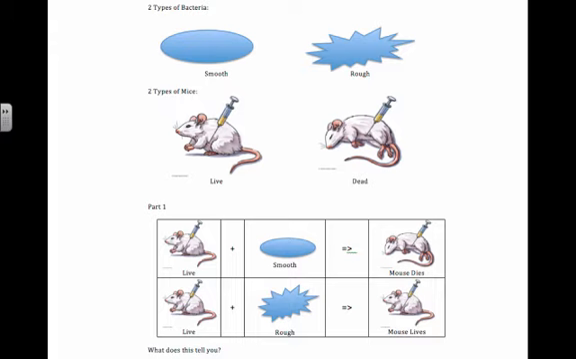In the first part of this experiment, you take smooth bacteria and inject them into a live mouse, and you get a dead mouse. And if you take rough bacteria and inject them into a live mouse, you get a live mouse. So you ought to be able to tell what information this experiment gives you. So stop it, think about it, write it down.